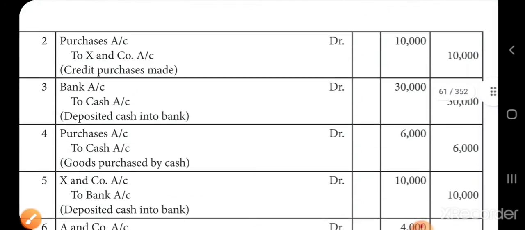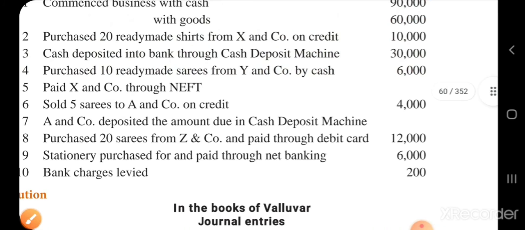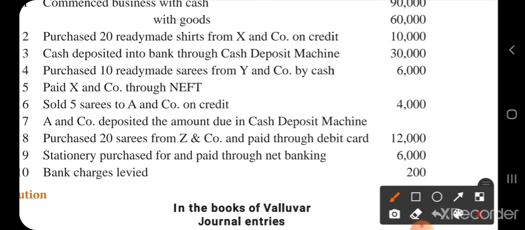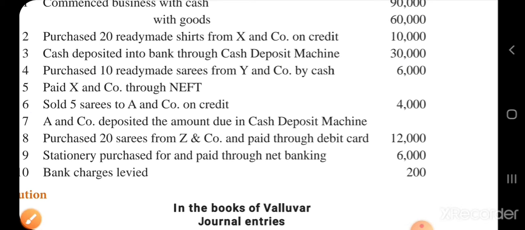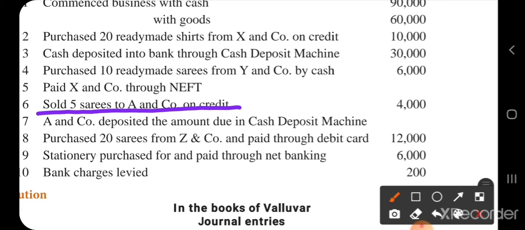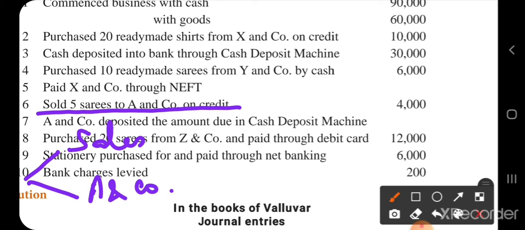The next transaction, A&M company deposited the amount due in cash deposit machine. For this transaction, we first need to look at the earlier one: sold 5 sarees to A&M company on credit. So what are the two accounts involved? Sales account and A&M company's account. Sales is the nominal account, and A&M company is a personal account.